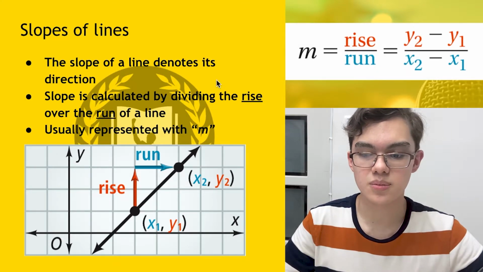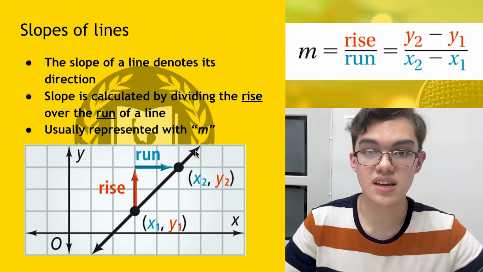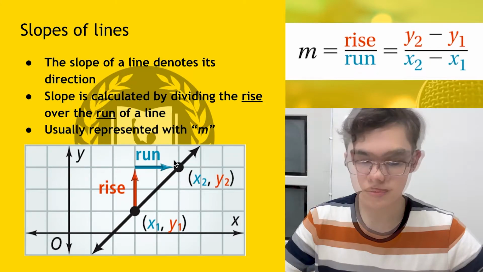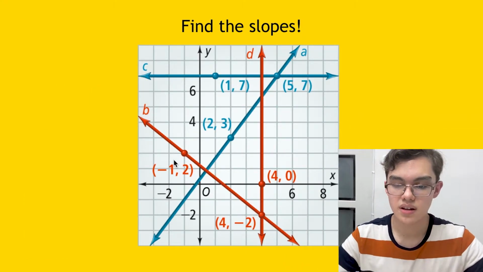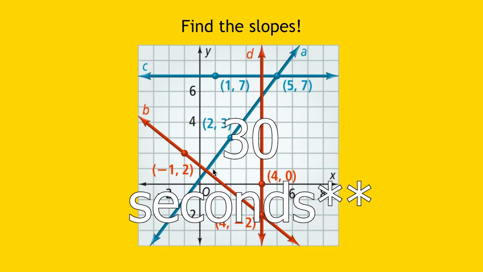And we represent the slope using the letter m. And remember, you can take any two points and the answer would be the same. So we can think of this as a ratio of sorts, the ratio of rise to run. All right, so here's an exercise for you. Could you find the slopes of all of these lines here in this diagram? I'll give you a minute.